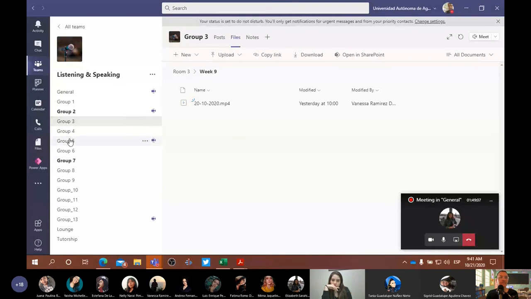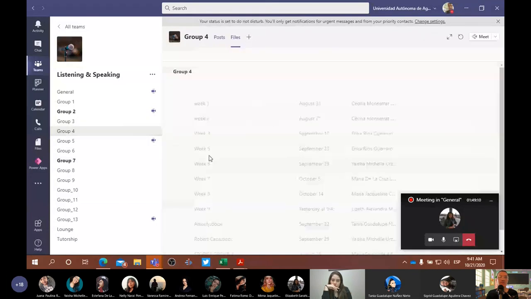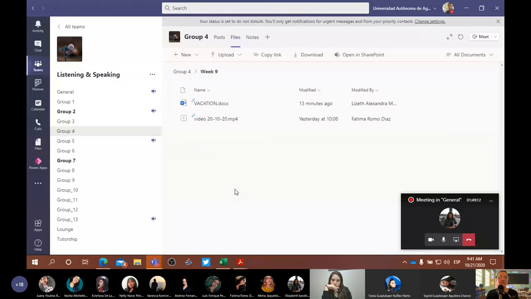Okay, and I'm going to each group to look for these files. Now, I noticed that in some cases, some groups are uploading a Word document. And if that's necessary, that's fine. But remember that the SWAY should really have all the information that you need for your proposal.